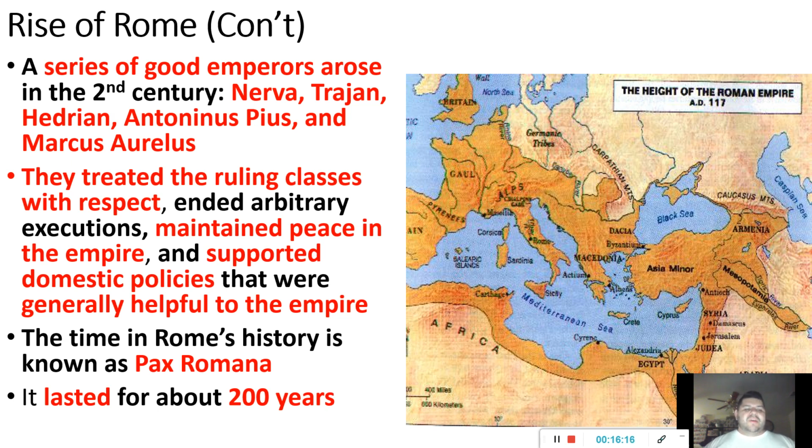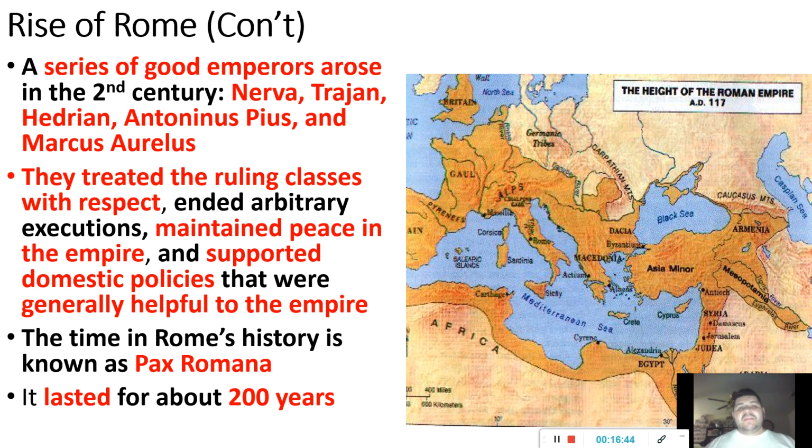The other one is support domestic policies, and these policies were not just good for the top class, but they were good for everyone. Running water, you know, nice buildings, the fountains and things like that made the place look nice and pretty, and just made Rome better. Again, not just for the top class, but for everybody.